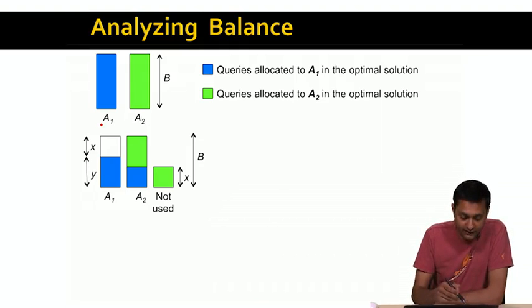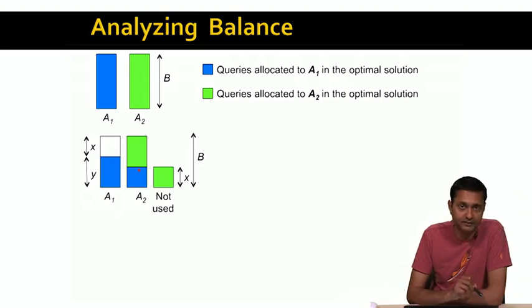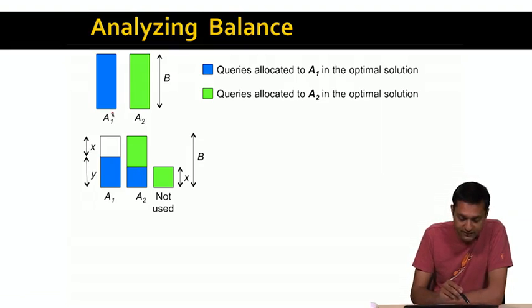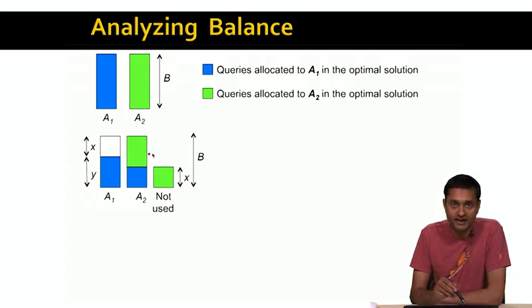Now let's look at what happens when we run the balance algorithm. It won't assign queries in exactly the same way as the optimal solution. Let's say that some of the blue queries that were assigned to A1 in the optimal solution remain assigned to A1 in the balance solution, but some of the blue queries are instead assigned to A2 in the balance solution. And some of the green queries that were assigned to A2 remain assigned to A2, but some of the green queries that were originally assigned to A2 could not be assigned and are in fact left unassigned by the balance algorithm.